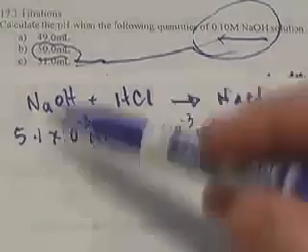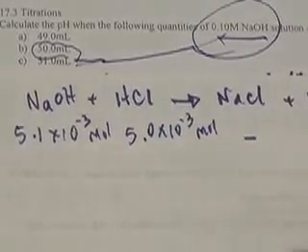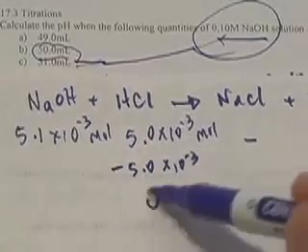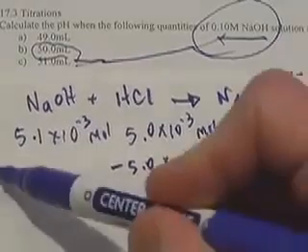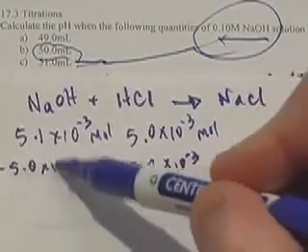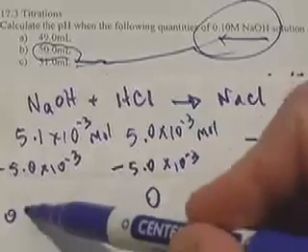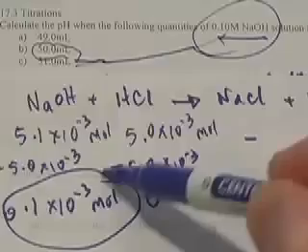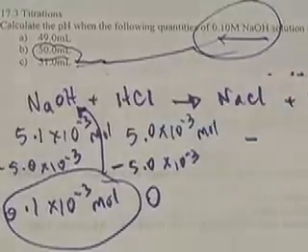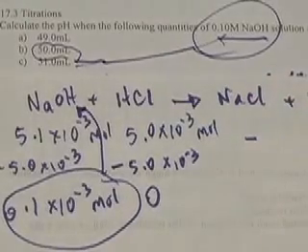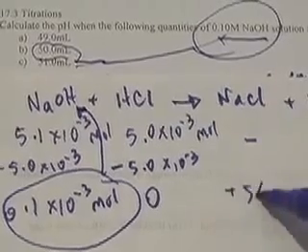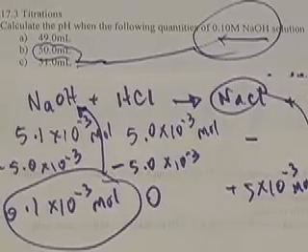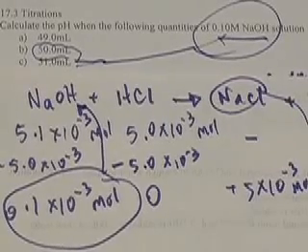Now you have to take a look and see which one is the smallest amount. Of course, that's the one that's going to be used up. So we'll lose 5 times 10 to the negative third, and we end up with none of the HCl. We'll lose 5 times 10 to the negative third, and we end up with 0.1 times 10 to the negative third moles of the NaOH remaining in solution. We'll also gain 5 times 10 to the negative third moles of the NaCl, but of course we know that NaCl is not going to affect the pH at all.